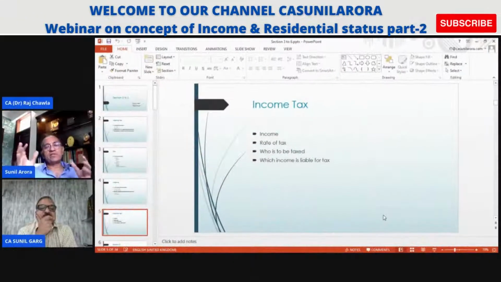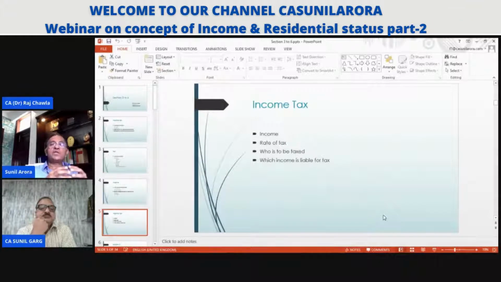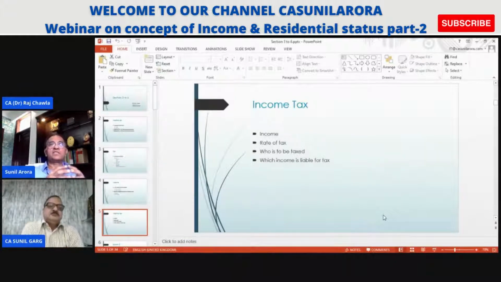Contained in detail. Heads of income is already contained in the Income Tax Act. Rate of tax we come to know from the Finance Act. Who's to be taxed and which income is liable to be taxed are the important sections when we come to the provisions, and there we'll be talking of sections 4, 5 and 6.